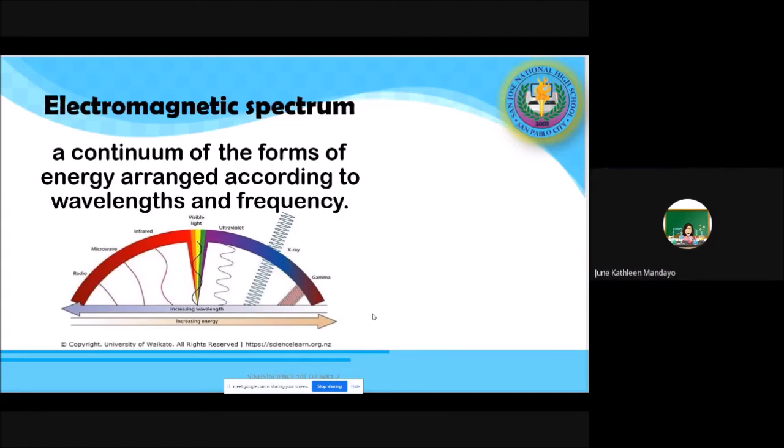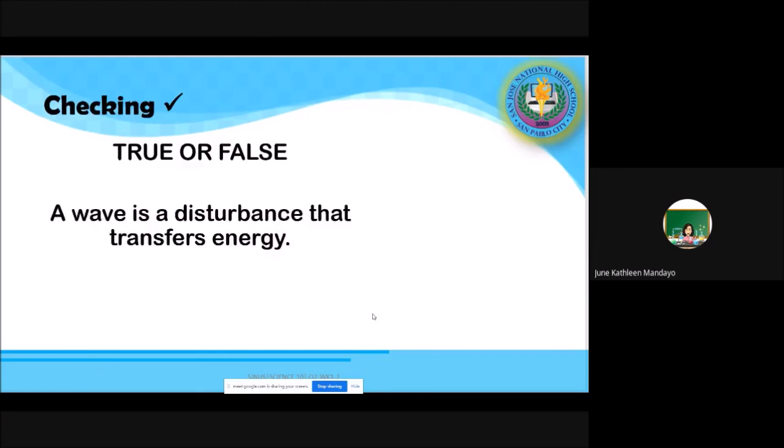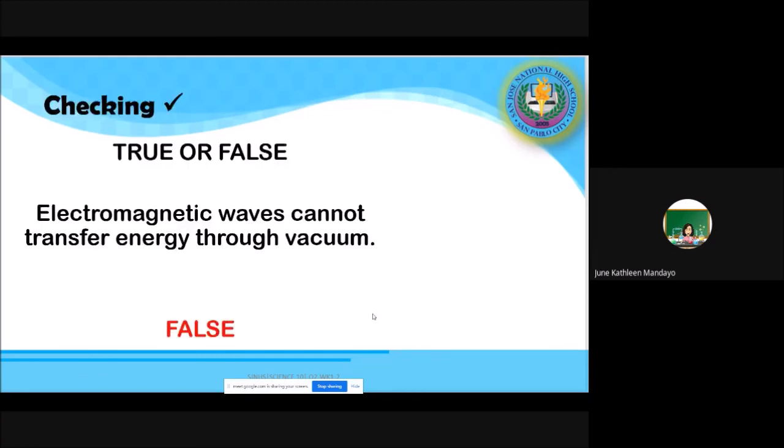Forms of energy are arranged according to wavelength and frequency, because the speed does not change. The speed is the same, given that it is in vacuum. So our electromagnetic spectrum depends on the wavelength and the frequency. So again, the answer should be false.